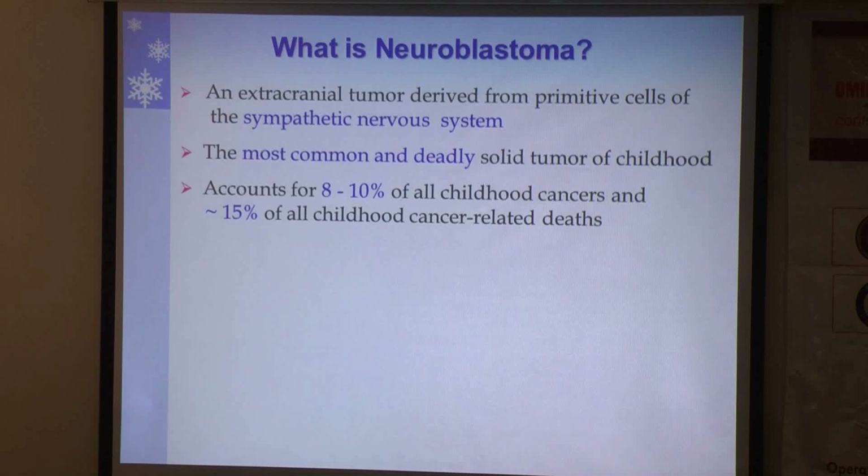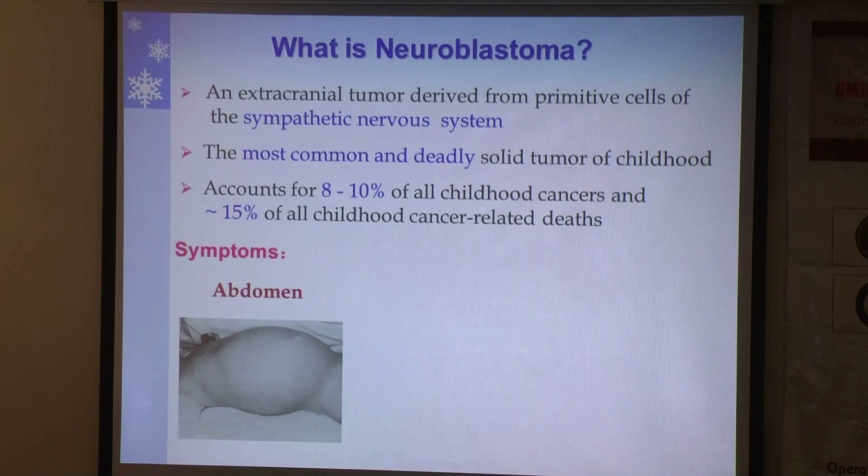And so again, what is neuroblastoma? As mentioned by the previous speaker, this is an extracranial tumor, that means outside the brain. This is a solid tumor derived from the so-called primitive cells, that means the neural crest cells in the embryo. Basically, this arises in the sympathetic nervous system. And this is the most common and most deadly solid tumor of childhood. It accounts for about 8 to 10% of all childhood cancer, and also about 15% of all childhood cancer-related death.